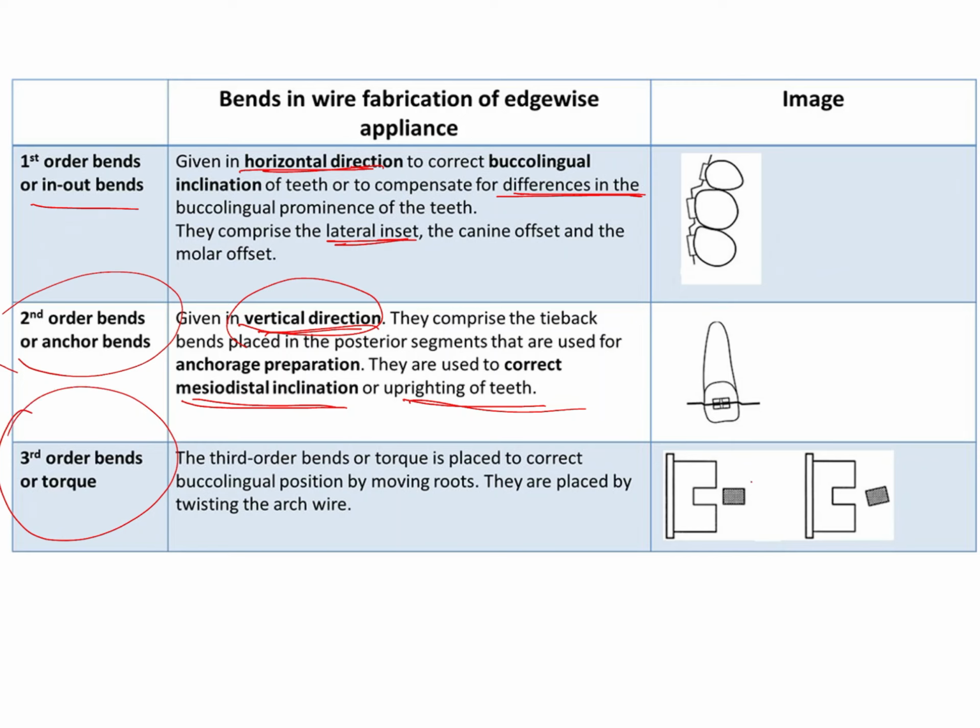Then we come to the third order bend, which is also known as the torque bend. The torque bend is basically given to express the torque to bring about correction in the root position of the tooth. Okay, so this is done by placing a twist in the wire. So the first order bend was in the horizontal direction, this is in the vertical direction. Now this is brought about by twisting the wire. Here you see the wire is going into the slot straight. When you have to give a torque bend, you twist the wire like this so that when the wire is engaged into the bracket, the bracket is also going to experience that twisting motion, bringing about correction of the torque of the tooth.